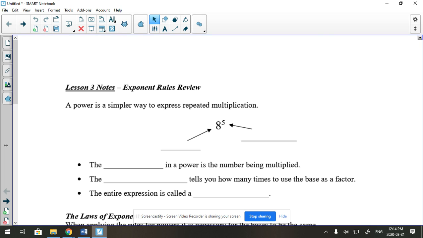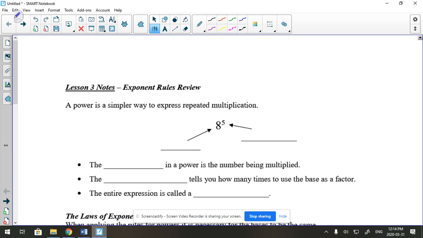We're on to lesson 3 notes, which is a review of exponent rules. This is all stuff you should have seen before, but might need a little refresher on. It will come in handy when we start working with exponential equations. You'll need to be pretty familiar with your exponent rules.